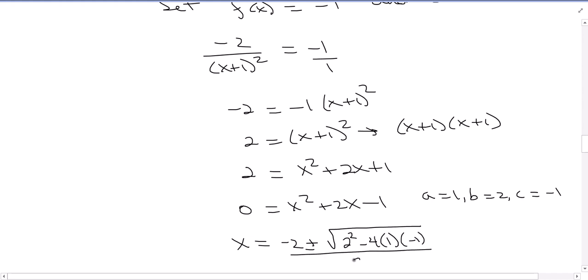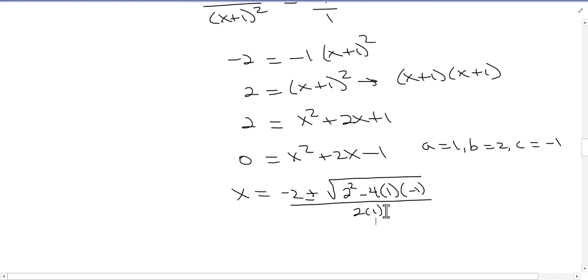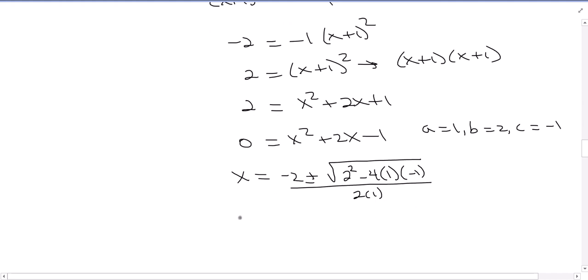all over 2a. Probably taking the square root over here would have been much faster, so I'll go back and do that. If you're thinking, why are you working so hard? It's because I decided to go this way, but I'll show you how to do it, which is the square root. So -2 plus or minus, what is this, 4 minus a minus. So minus and minus becomes plus, so plus 4 all over 2.